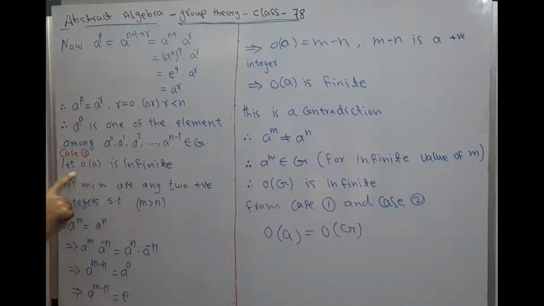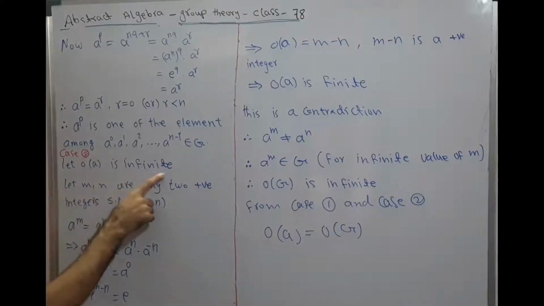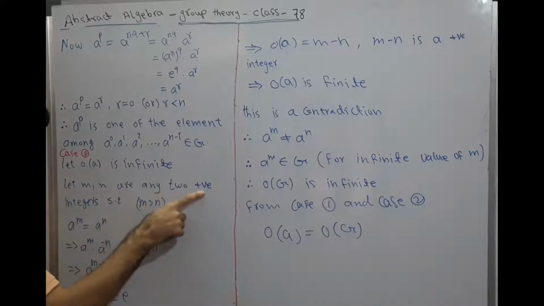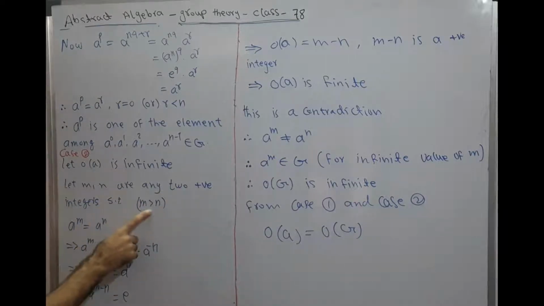Case 2: let the order of a be infinite. Let m, n be any two positive integers such that m is greater than n. We assume that a to the power m is equal to a to the power n. This implies a to the power m into a to the power minus m is equal to a to the power n into a to the power minus n.